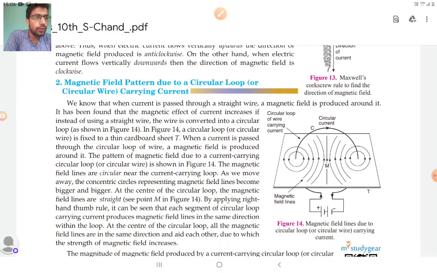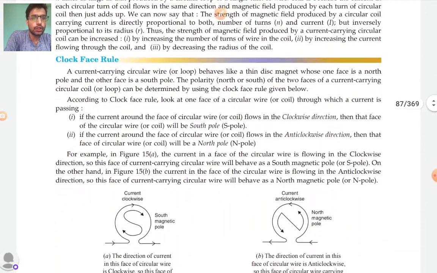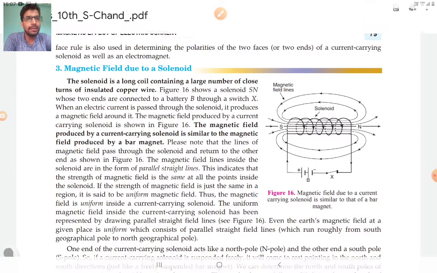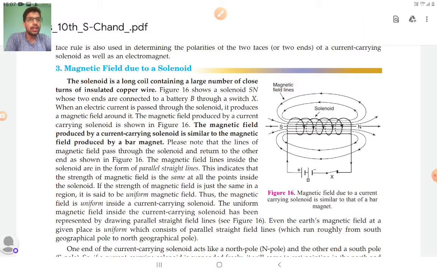Now today we will discuss the magnetic field due to a solenoid. What do you understand by solenoid? A solenoid is a long coil containing a large number of closed turns.